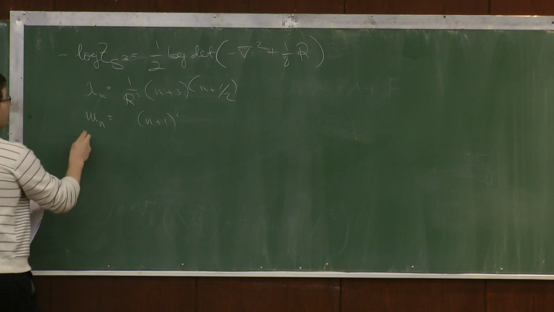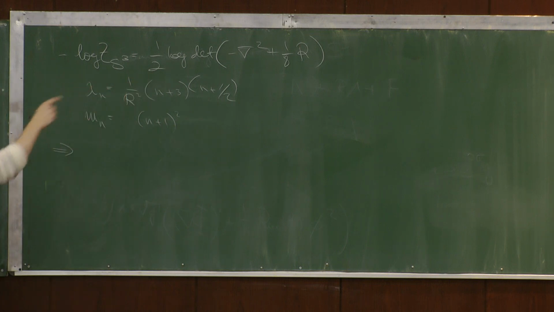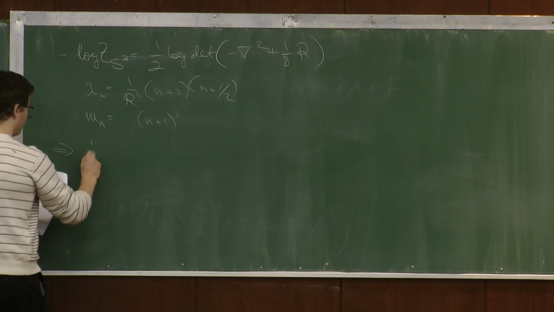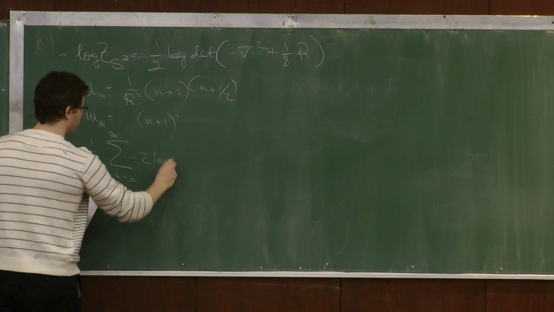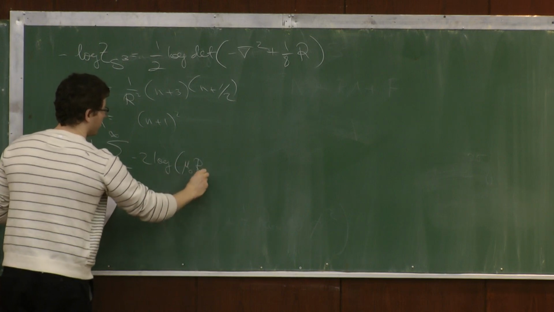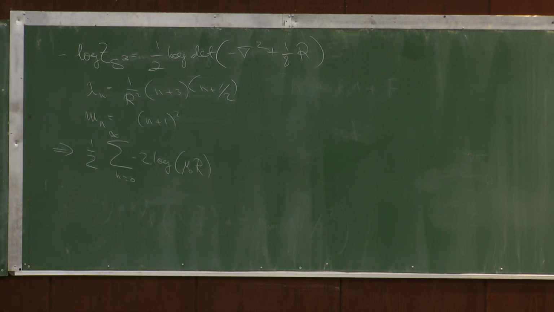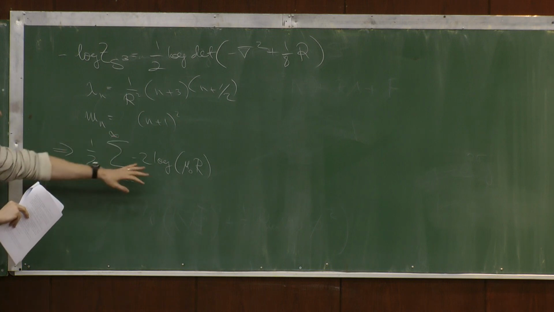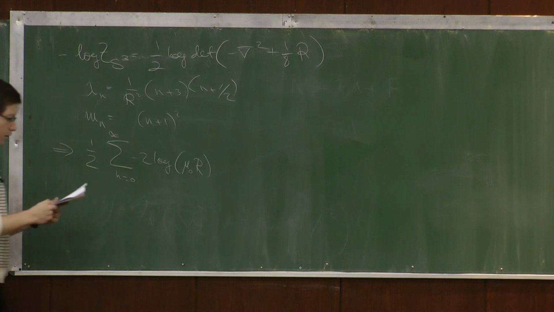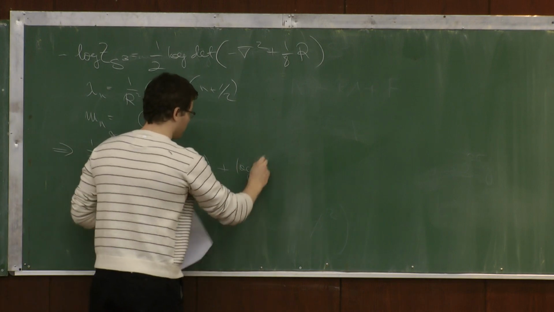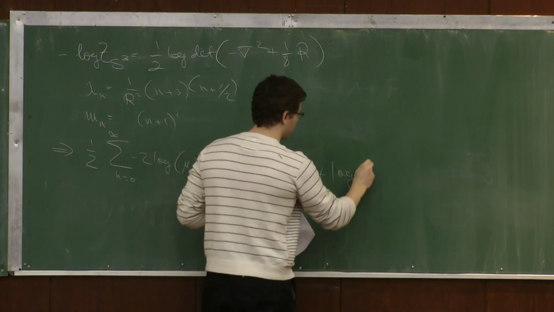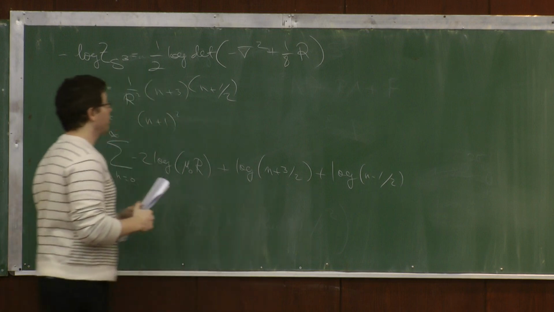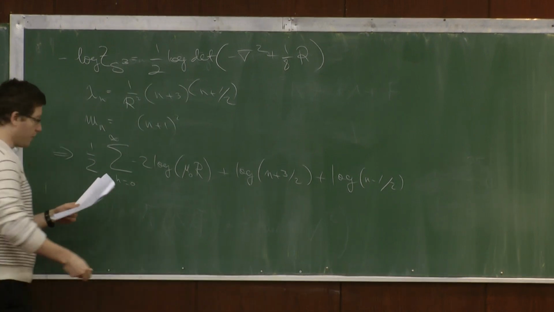What you get is that this equality, a half of the log of the determinant, becomes a sum from 0 to infinity of minus 2 log of mu naught, which is some cutoff, some scale that you introduce to keep track of the dimensions. There will be no dependence on the scale eventually. Plus log of n plus 3, plus log of n plus 1/2. So you see where all the terms come from. Of course, they're all multiplied by the multiplicity.